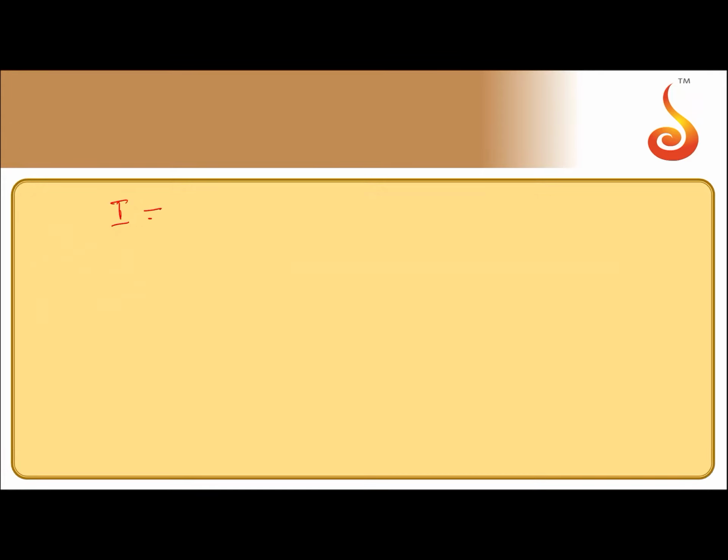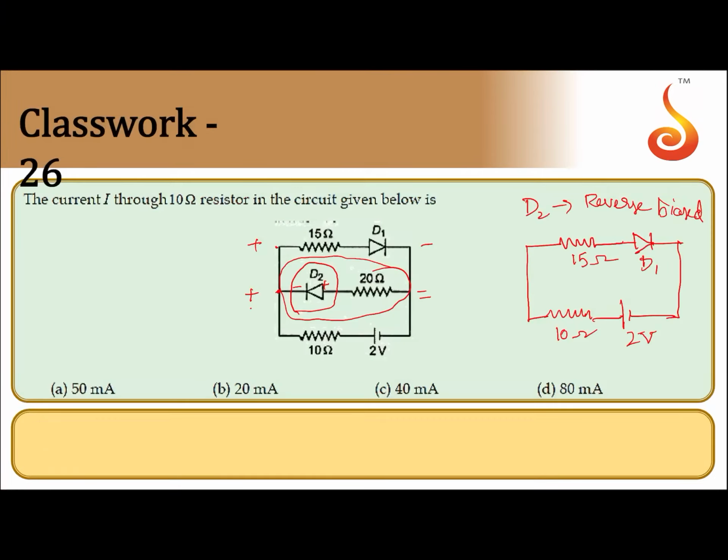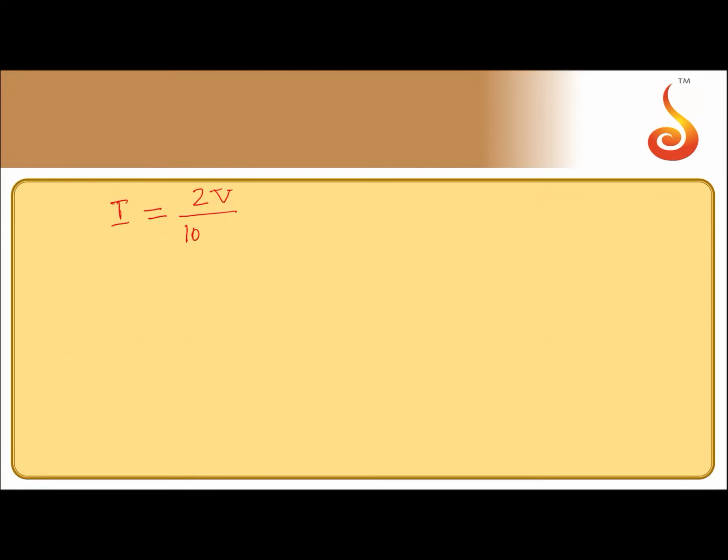So current drawn from the battery should be battery voltage 2 volt divided by total resistance. See, when this central part of the circuit is removed, 10 ohm and 15 ohm are in series, so effective will be 10 plus 15 ohm. So that will be 2 divided by 25, that is 0.08 ampere, that is nothing but 80 milliampere.